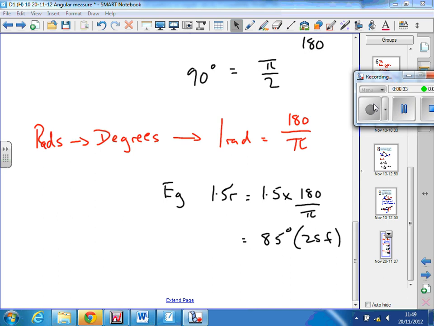Okay? So we can convert from degrees to radians and radians back to degrees. And it's worth remembering what certain key angles are, like 90 degrees, in radians. 90 degrees is pi over 2. You don't need a calculator to do that. You just remember it, because you know that 180 degrees is pi, so 90 must be half that, and so on.